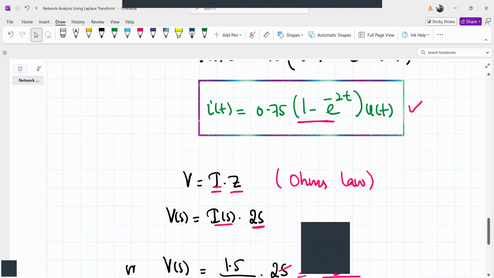So let me stop it here. In the next section, we'll consider the case where the initial current in the inductor is not zero. Okay, let me stop it here.